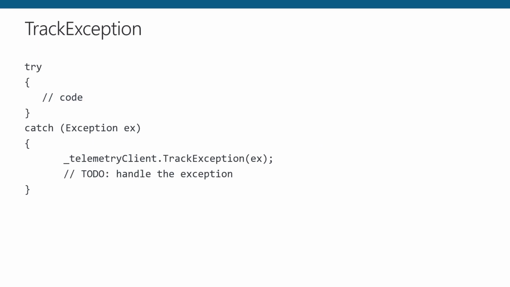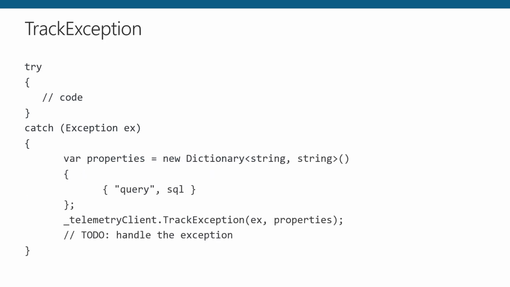Here's an example of using track exception in a common workflow. If you have a try-catch block, you can pass the exception directly into Application Insights for tracking. Be careful not to rethrow your exceptions though, because that is a good case where Application Insights could track the exception a second time, leading to inaccurate data. Here's another example. This time we're passing additional properties to the track exception method.